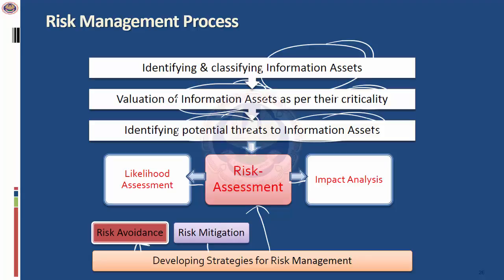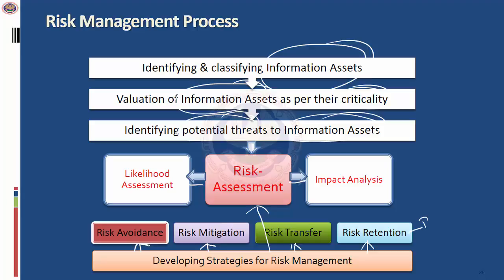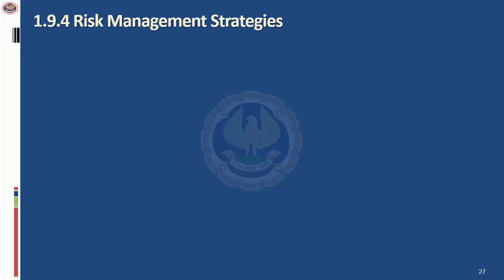Now, risk mitigation, the most effective strategy which is used, which means you bring the risk to an acceptable level. Risk transfer, which means you transfer the risk to another agency, that is, by taking an insurance. Or there is risk retention, which means you decide that the risk cannot be completely eliminated. This is primarily used for residual risk. You decide to go ahead with the risk, you decide to live with the risk. And this is what risk assessment is all about.